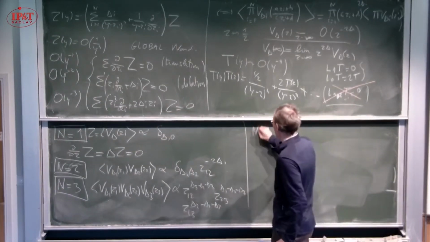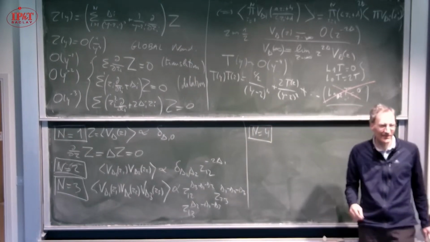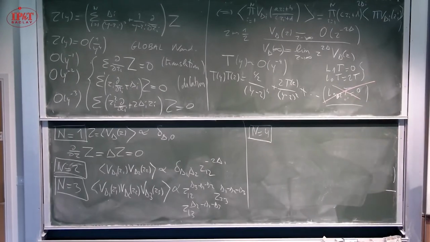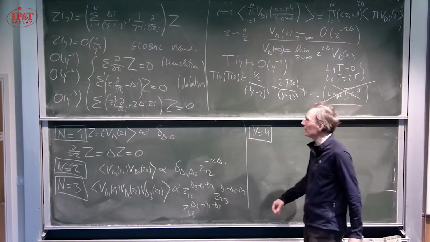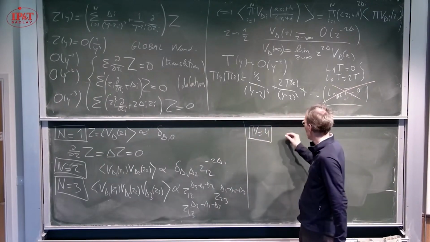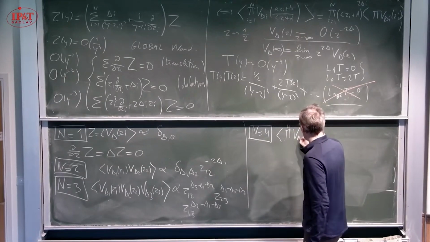Now, 4-point function. Where should I stop actually? Well, I think I'll stop here at the 4-point function. Now we don't have enough equations basically. The 3 Ward identities determine how this 4-point function depends on 3 of the 4 variables, but you're left with one free variable.